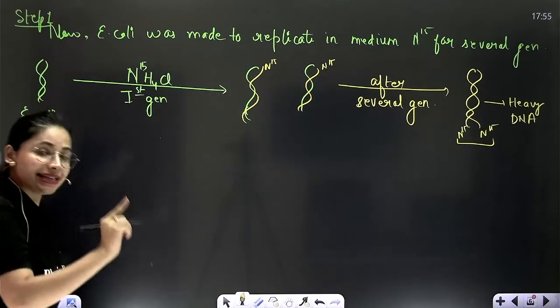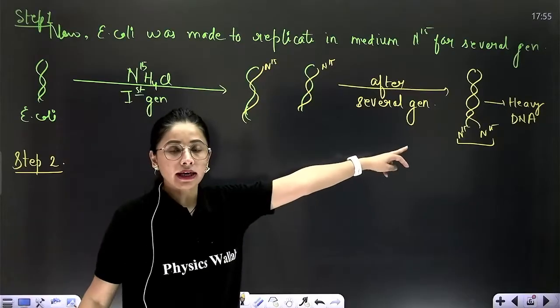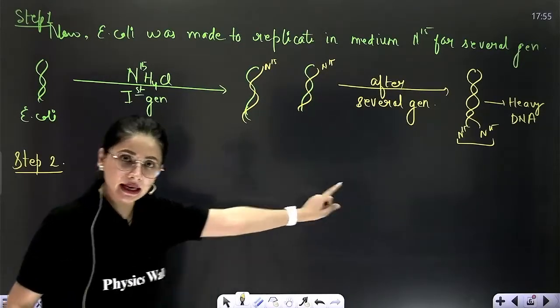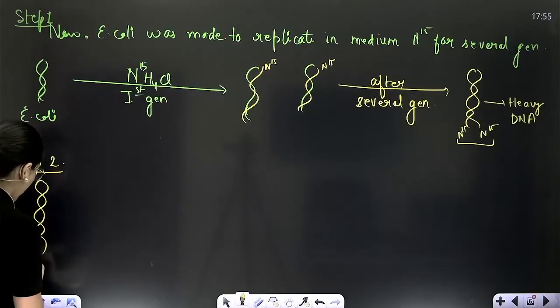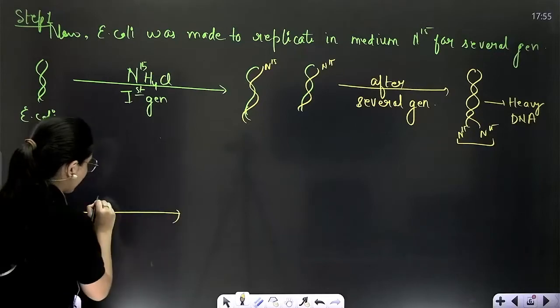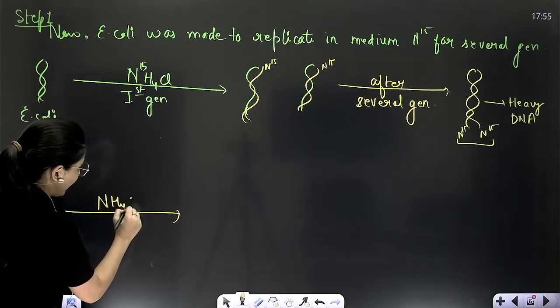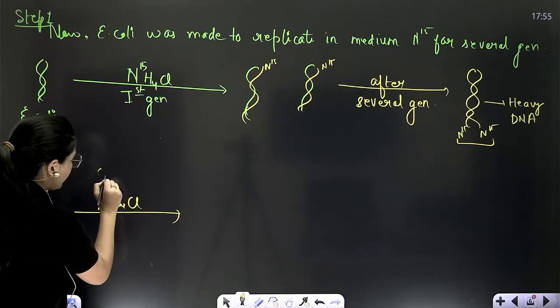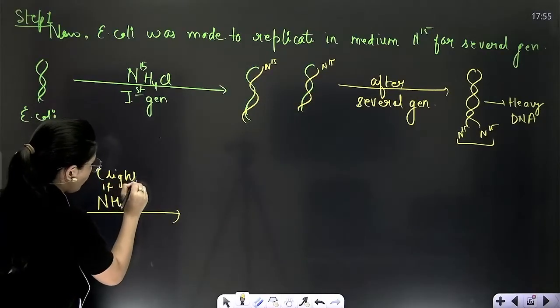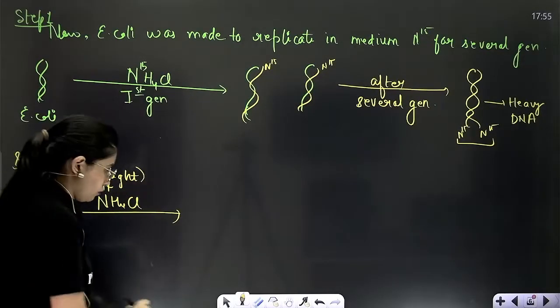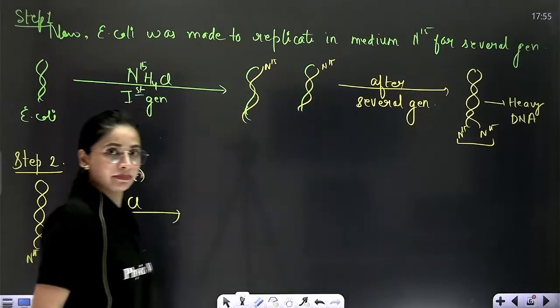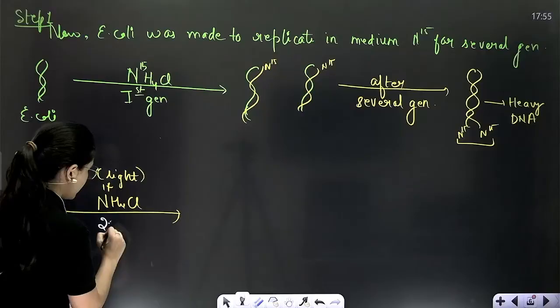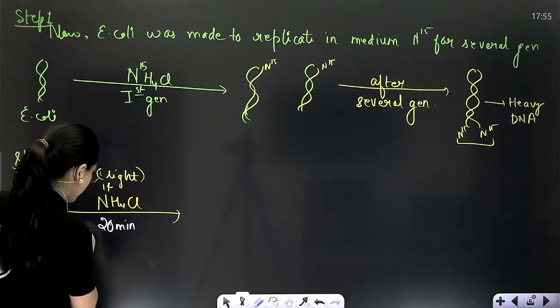Yes. Now, in step number 2, these people took the E. coli rich in heavy DNA and changed the medium of E. coli from heavy to light. That means they were made to replicate in a medium having the light isotope of nitrogen. Now, what will happen over here? Tell me. Within 20 minutes, the first generation will be obtained.